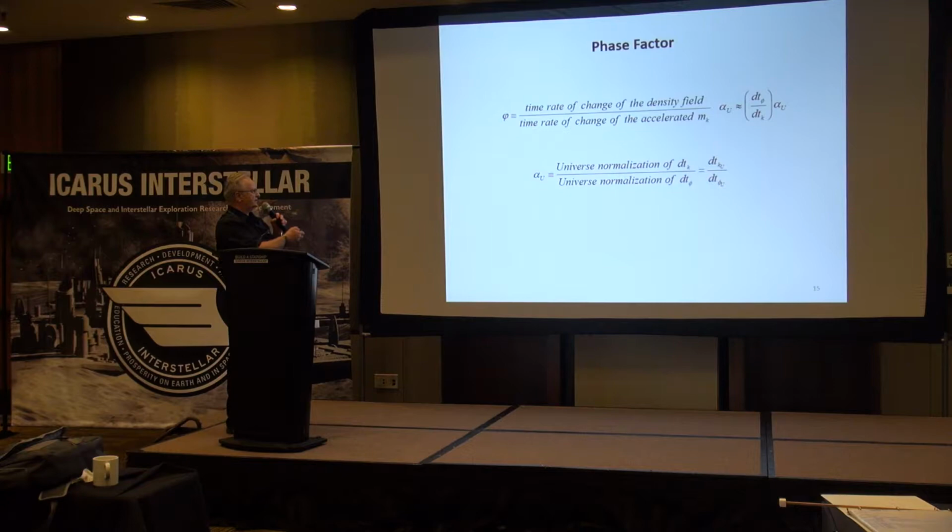But getting back to this, then I set these time rates up to the phase and the K for the mass. It turns out that I call these a universe normalization of the time rate of change of the mass over the universe normalization of the time rate of change of the field, or the thin shell density field, which then I give you these terminologies.